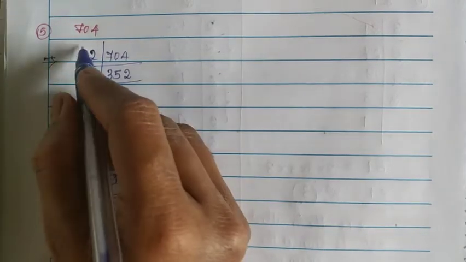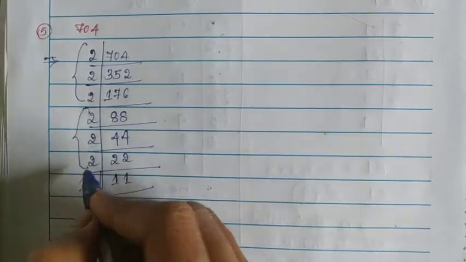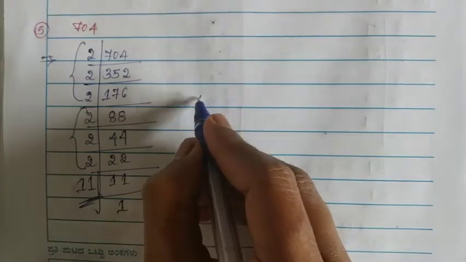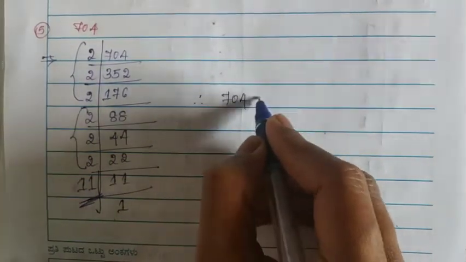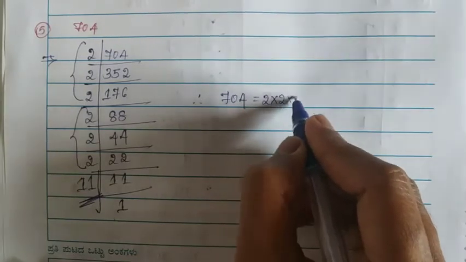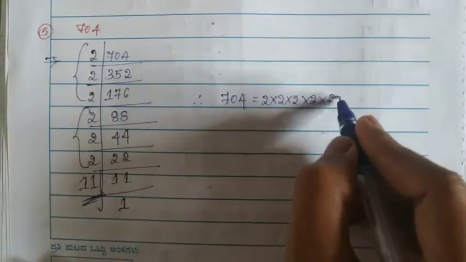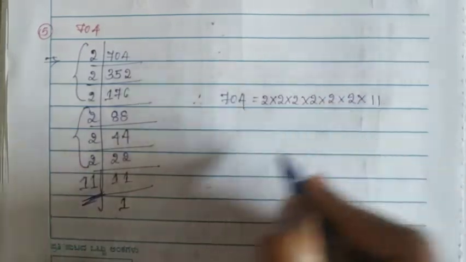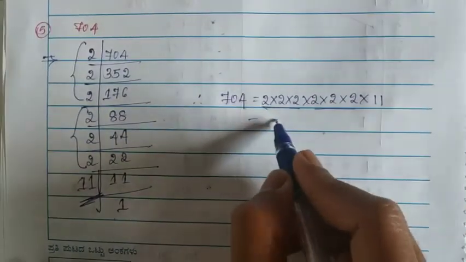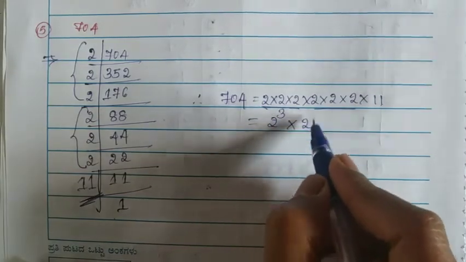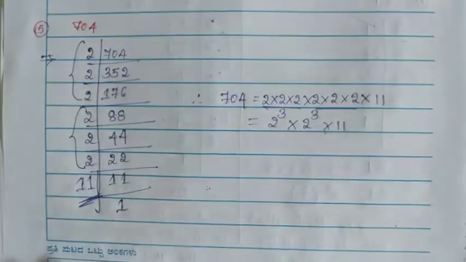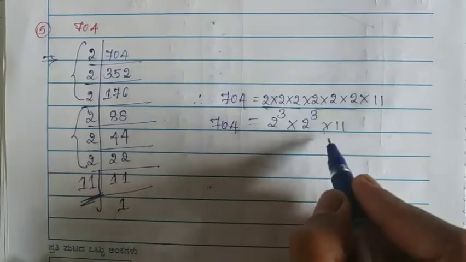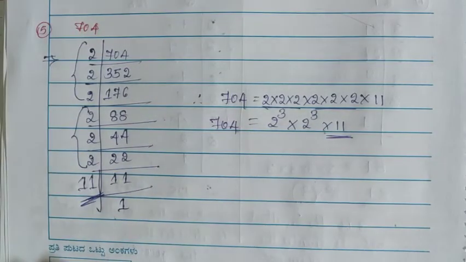Yes, now let us take 11. 11 is 11. Yes. Grouping the twos in threes like this, the remaining number is only 11. Therefore 704 is equal to 2 into 2 into 2 into 2 into 2 into 2 into 11. Now it becomes 2 cube into 2 cube into 11. Yes. Which is the extra number? Yes, the extra number is 11.